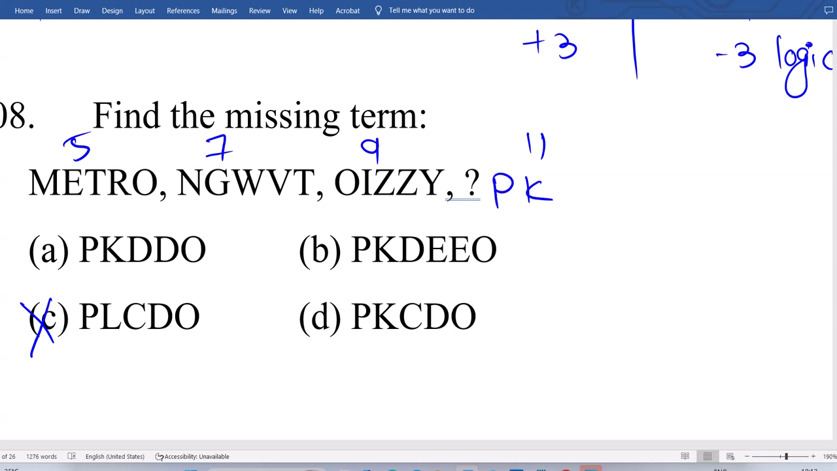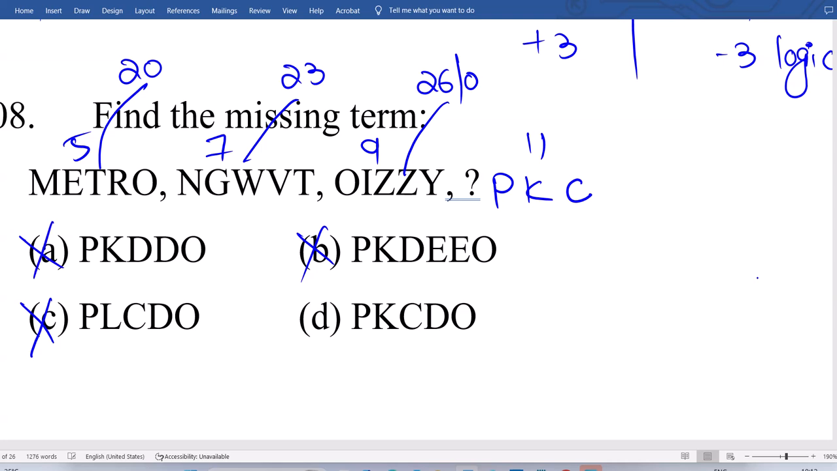Then third letter, C or B. Third letter if you observe 20, 23, 26. 26 can be taken as 0 also. A is 1, Z is the letter before, 0. Plus 3 means we will get C. P, K, C. Option D.